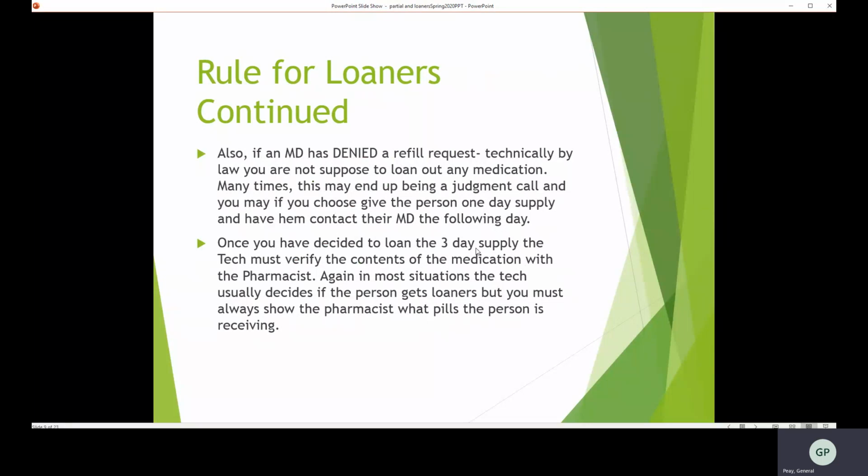Once you have decided to loan the 3-day supply, the tech must verify the contents of the medication with the pharmacist. Again, in most situations, the tech usually decides that the patient gets loaners, but you must always show the pharmacist what pills the person is receiving. So it simply works this way.